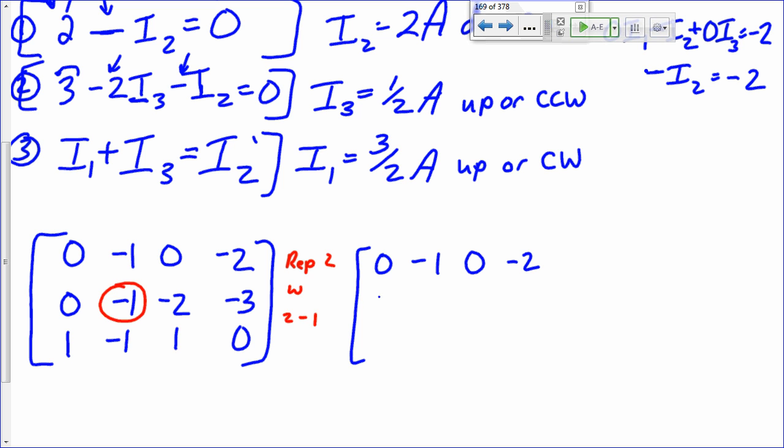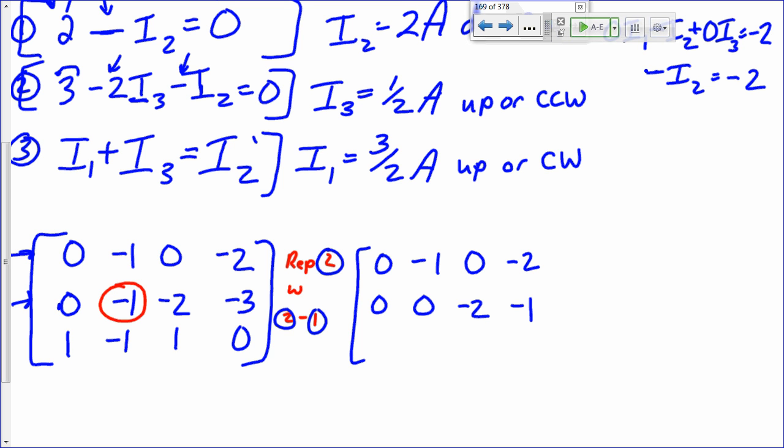And so that gives me 0 minus 0, -1 minus -1, which is 0, and -2 minus 0, which is -2, and then -3 minus -2, which is -3 plus 2, which is -1. I've just replaced row 2 with row 2 minus row 1. So I'm subtracting row 1 from row 2.